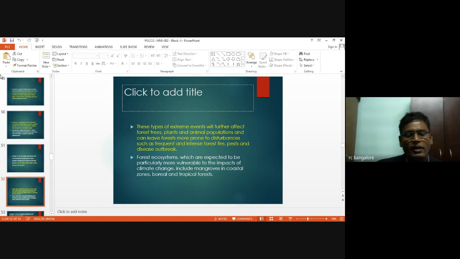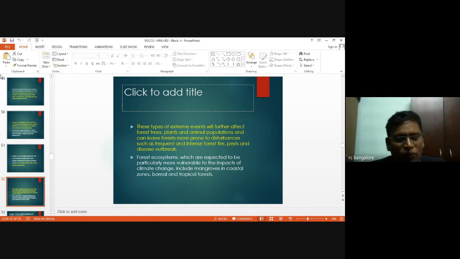So what will happen? A sudden rainfall or over-rainfall, a complete drought, heat waves, or floods: the plants and the animal population in a particular place or area will be affected largely, and it can leave the forest more prone to disturbances such as frequent and intense forest fires, pest, and disease outbreaks. Because of these heat waves, we can notice forest fires everywhere, destroying thousands of acres of forest.